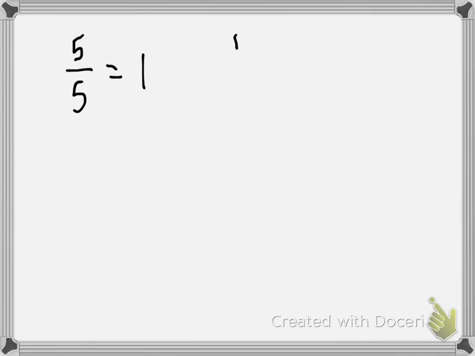We can do the same thing with like 10/10. 10/10 is equal to 1, or 20/20. 20 divided by 20 is equal to 1. In fact, any fraction where we have the same value on the top and bottom is always going to be equal to 1. And this is something we'll see later, something that's useful to us going forward.